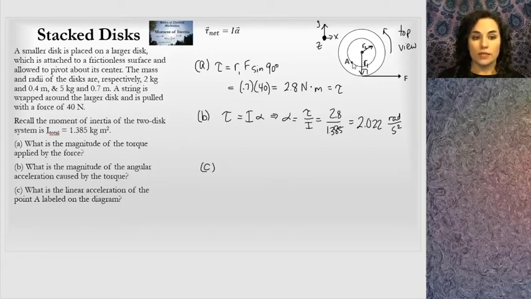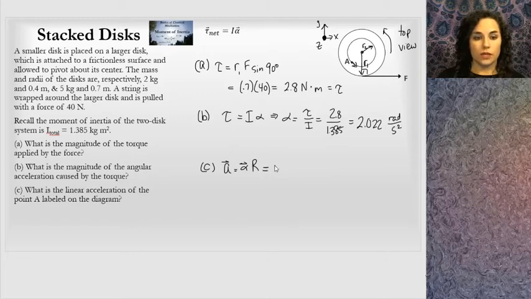What the problem is asking is, what's the linear acceleration at this point A? Linear acceleration is given by a equals alpha r. So I can relate this angular acceleration to the linear acceleration. Well, the r I need here is the radius of the smaller disk.